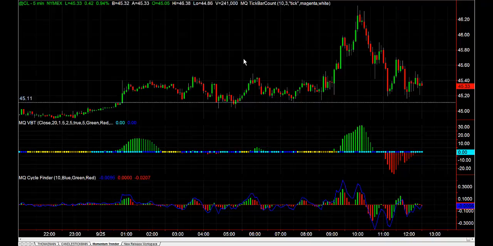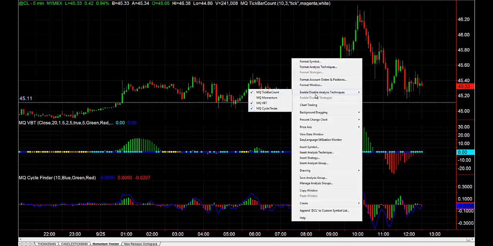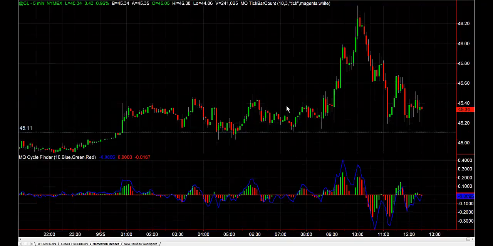Now what we're actually going to look at today are the cycles using the cycle finder. So let me get rid of the VBT really quick so you can focus on the cycles. What we're looking at here is a 5-minute crude chart, and the first thing we want to identify is a trend, okay?